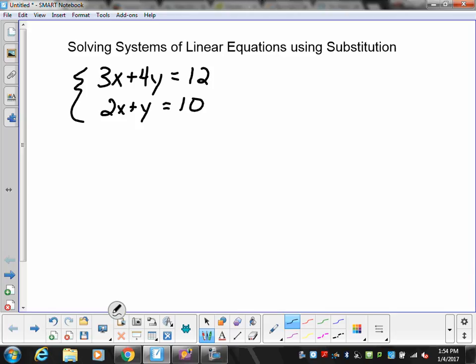So what we have to do is use something called substitution. So what's the word substitution mean? Replace. Swap it out, replace. What are you replacing it with? Something else. Preferably something equal, right?